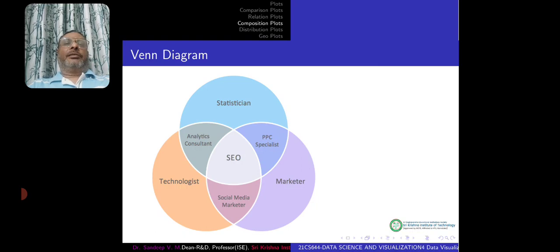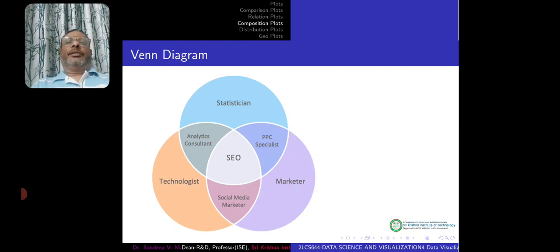But in case a person wants to become a sales executive officer, all three should be known to the person: should be a statistician, should be a technical personality, and also should have marketing skills. If all three are available, only then can the person be eligible to be a sales executive officer. So that gives an idea about how a Venn diagram can be used.